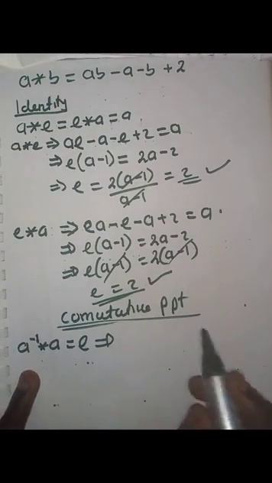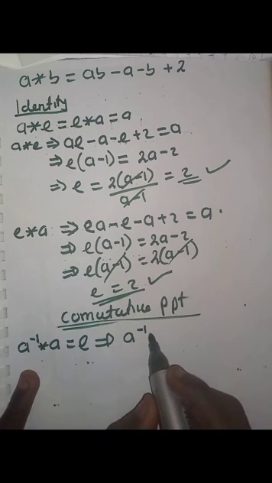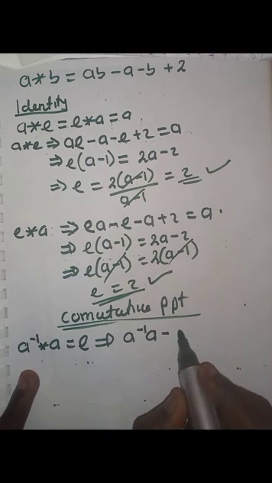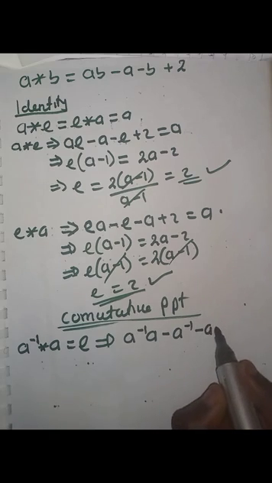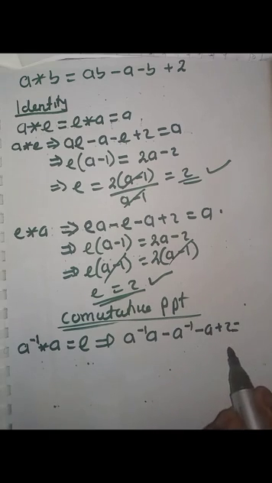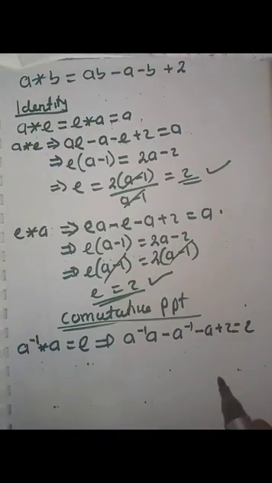That therefore implies I'm going to work based on my definition here. My A in this case is my A inverse, so I'm just going to have A inverse, my B is A, minus A inverse minus A plus 2. That should give me what? E. What is my E? I got my E to be 2, so it's going to be 2. And I can see that these 2 and these 2 can clearly cancel.